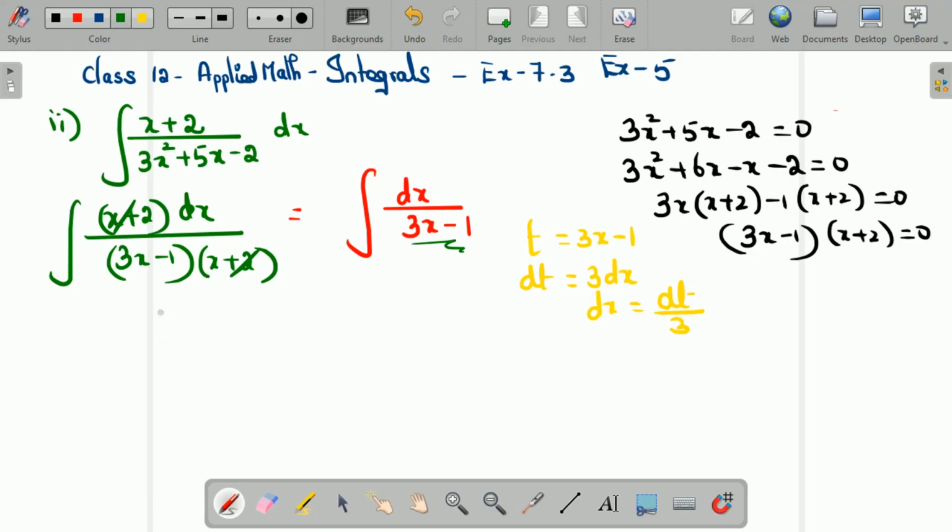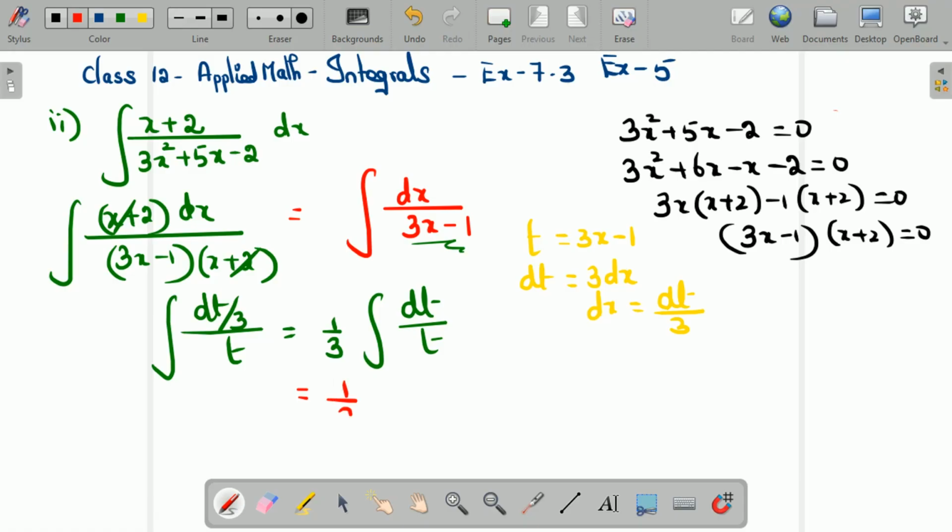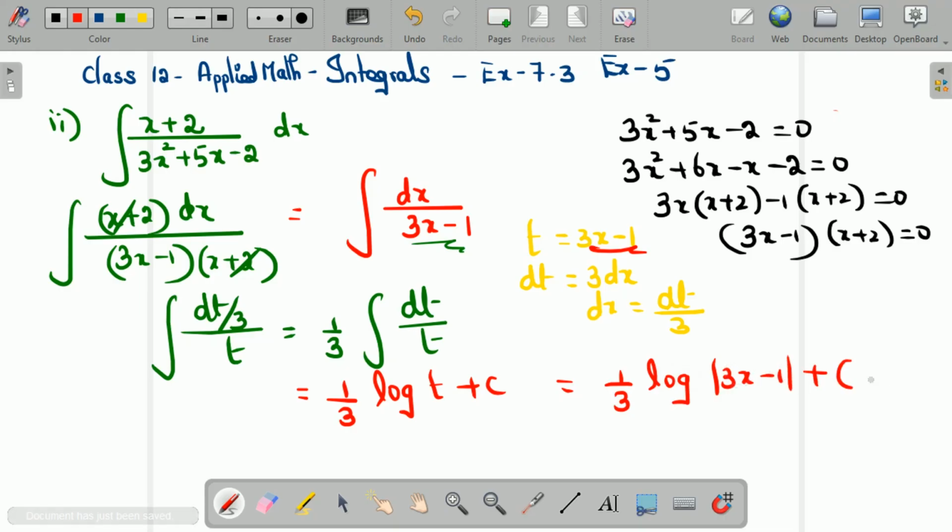So if you put back the changes, this is going to be integral of dt by 3 by t. I can take the 1 by 3 outside. So it's 1 by 3 dt divided by t. Now this is of the standard format. So directly apply the formula: 1 by 3 log t plus c. Since t is a temporary variable we used, we will put the answer back in the original form. So this is 1 by 3 log of 3x minus 1 plus c.